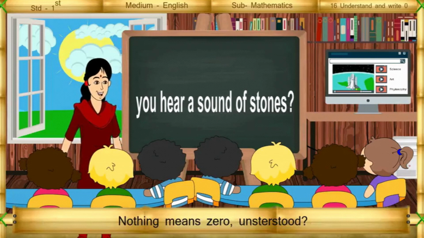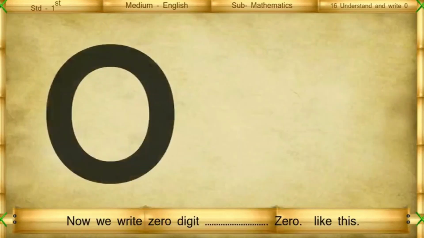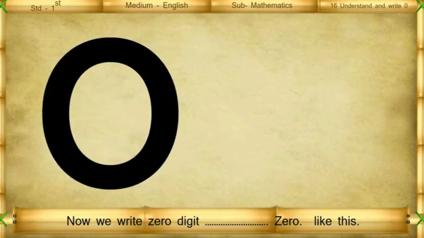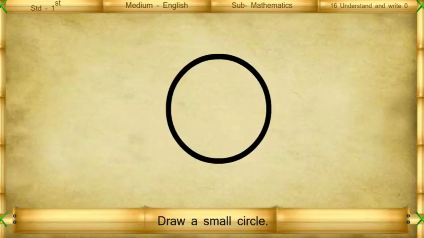Nothing means 0. Understood? Now we write the digit 0. Like this. Draw a small circle.